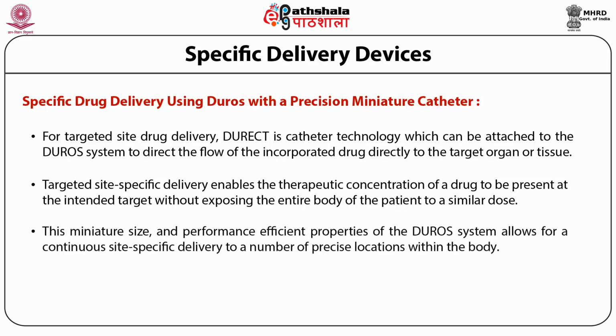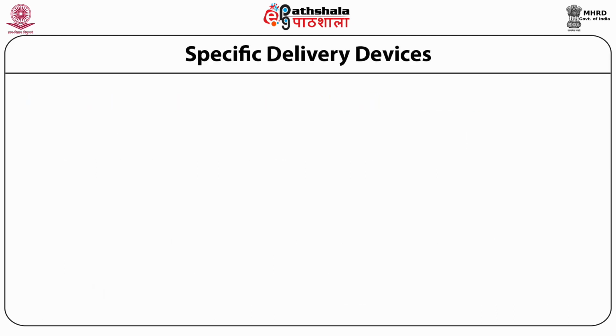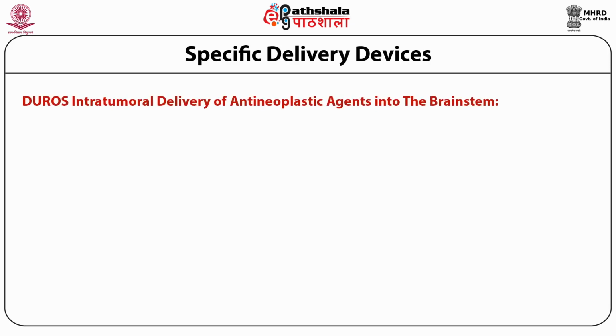Therefore, the miniature size and performance efficiency of the system allow for continuous site specific delivery to a number of precise locations within the body. Examples of such devices include the intrathecal opioid delivery system, which is indicated for a number of chronic pain conditions such as chronic back and leg pain, chronic cancer pain, and painful neuropathy. So here we are going to discuss Doros intratumoral delivery of anti-neoplastic agents into the brainstem.